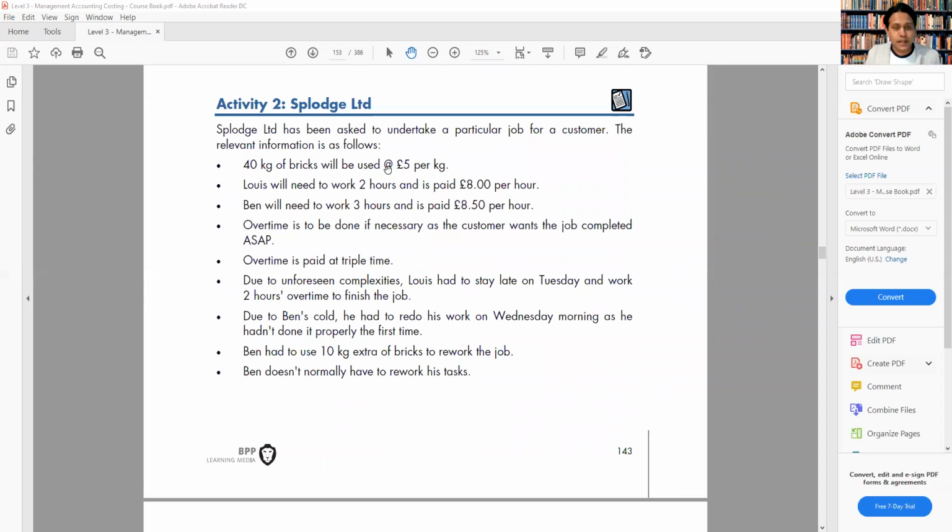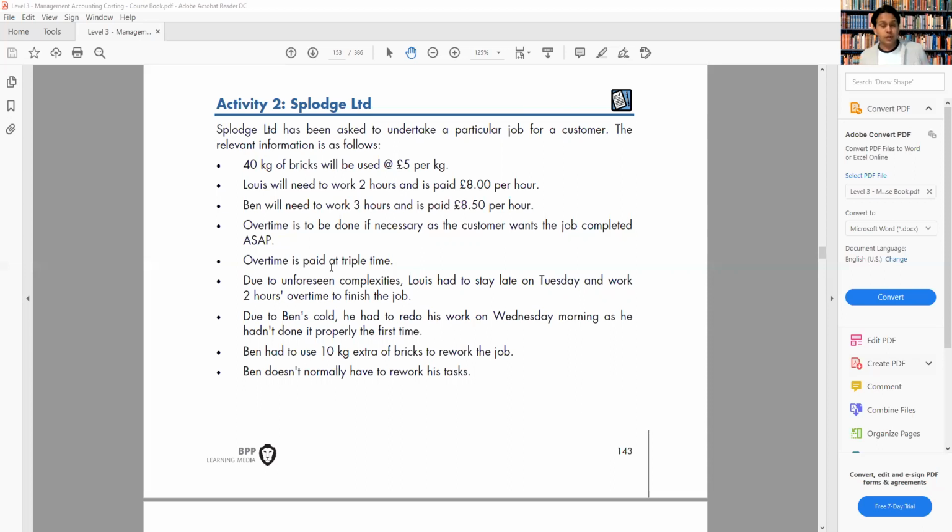S Limited has been asked to undertake a particular job for a customer. The relevant information is as follows. 40 kilo of bricks will be used, £5 per kilo. Luis will need to work 2 hours and is paid £8 per hour. Ben will work 3 hours and is paid £8.50 per hour. Overtime is to be done if necessary, as the customer wants the job complete as soon as possible. Overtime is paid triple time.